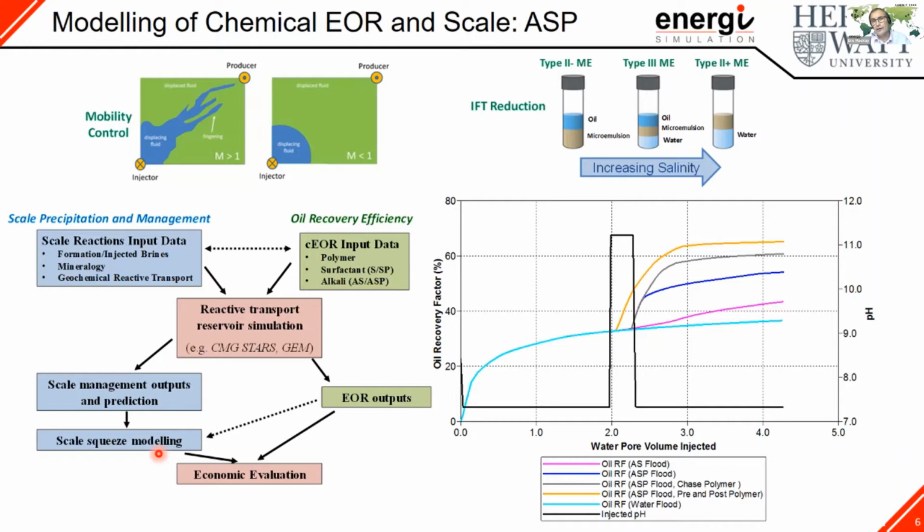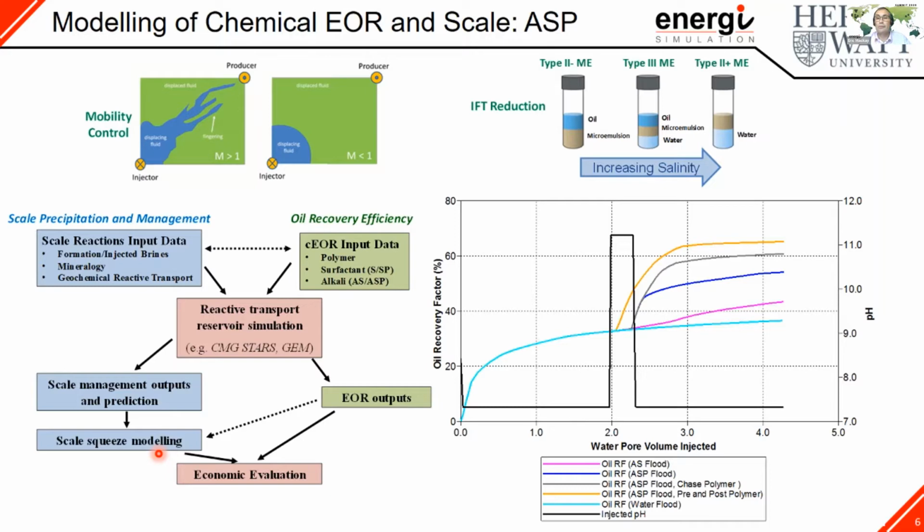And you can see on the right-hand side here a plot of recovery factor against pore volume throughput for a particular system. The light blue line being a base case water flood only. And then you can see after two pore volumes, a high pH, a pH 11 slug of alkali and surfactant and polymer are injected. And you can see the increment in recovery that can be achieved with just the alkali surfactant in the purple, or in the darker blue, the alkali surfactant and the polymer. And if we add a chase polymer, or in the orange case, we pre-inject some polymer and then chase it with polymer, that is where we will get the highest sweep efficiency.